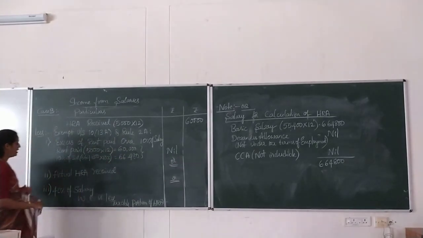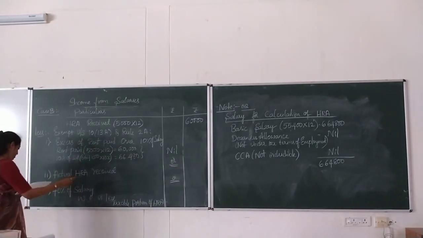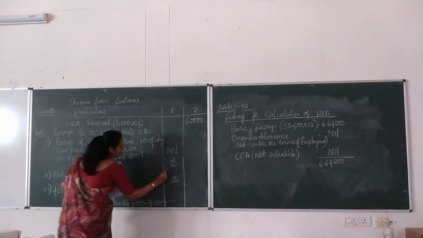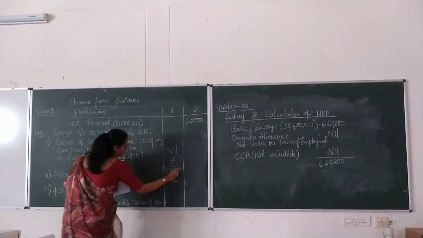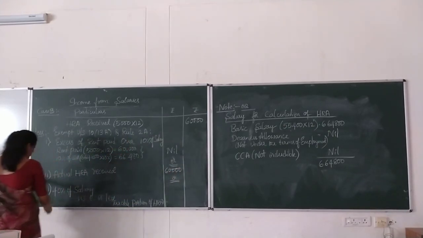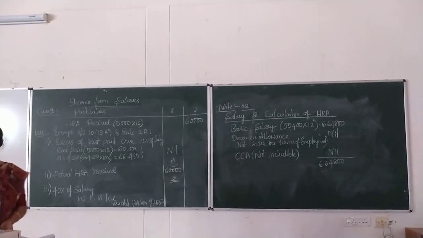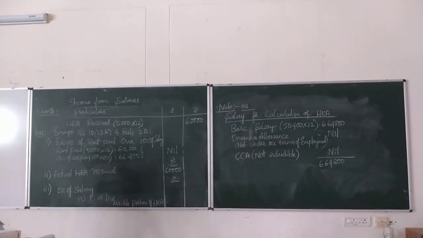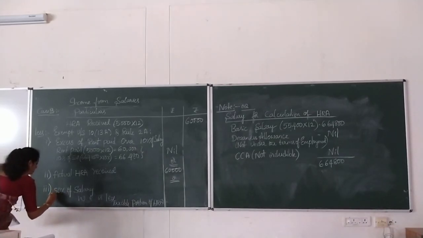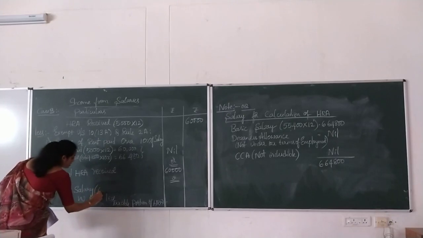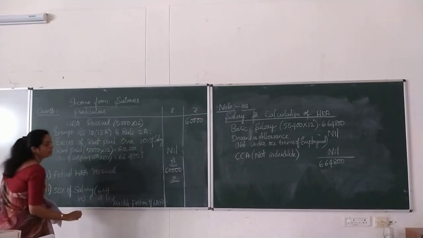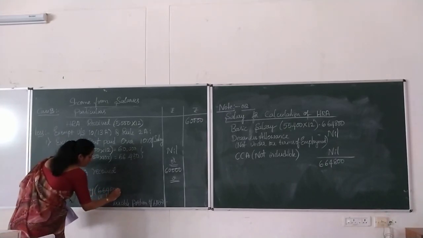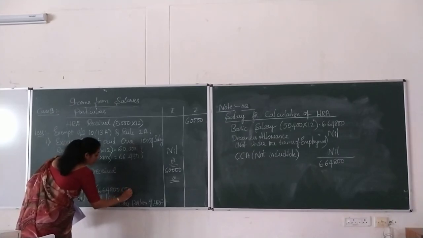Next, actual HRA received is 60,000, and here the house is situated in Delhi, so 50% of salary. House is situated at Delhi, so 50% of salary, 6,64,800 into 50%.